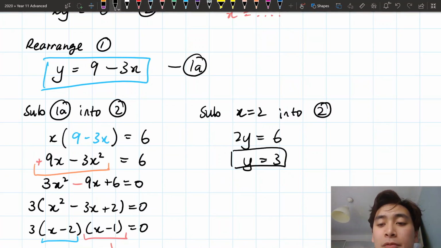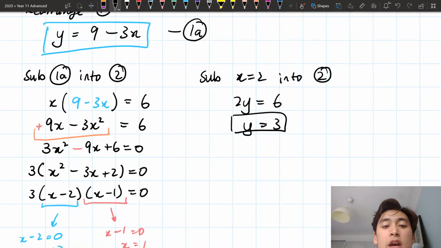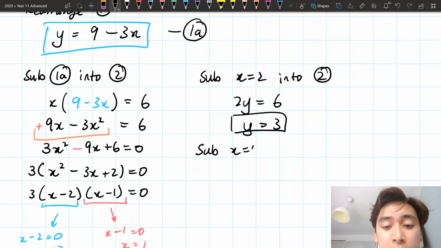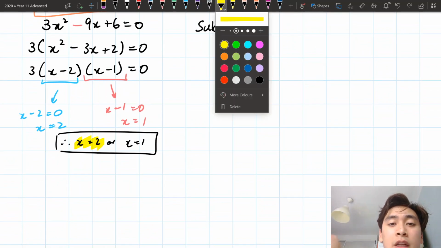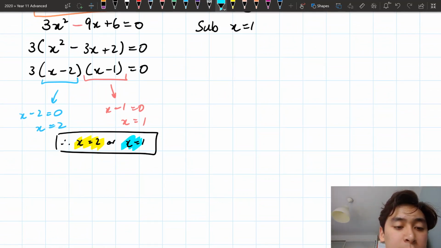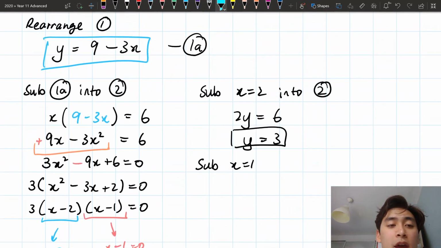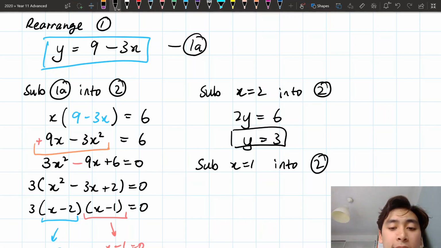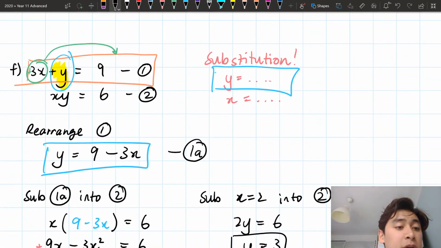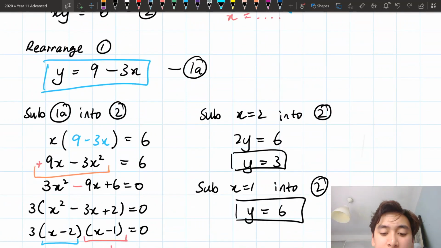Okay, so I have my first set of solutions here. I'm actually going to write it at the end so it saves me a bit of time. Then the next bit is I need to substitute x is equal to 1, which was the other value I found. So I did the x is equal to 2. Now I need to do the x is equal to 1. And so I'm going to substitute x is equal to 1 into 2 again. So here, if I substitute x is equal to 1, I'm just going to end up getting y is equal to 6. Nice and easy, because I have x times y. If x is 1, we just have y by itself, so I have y is equal to 6.